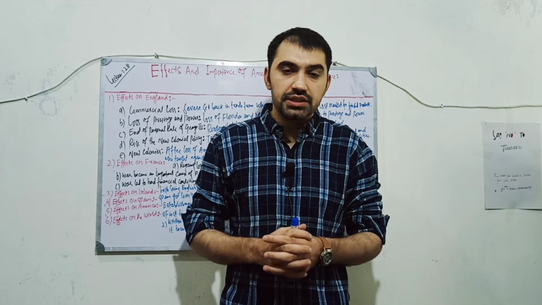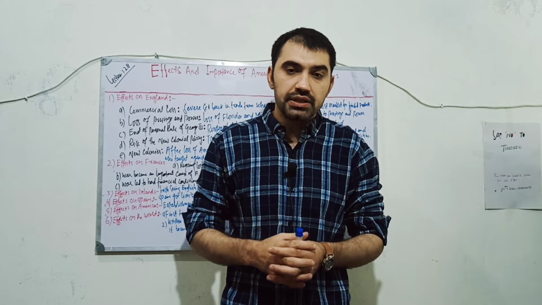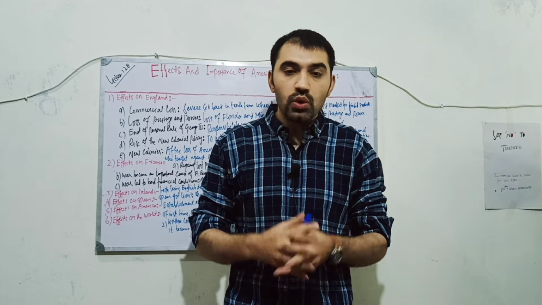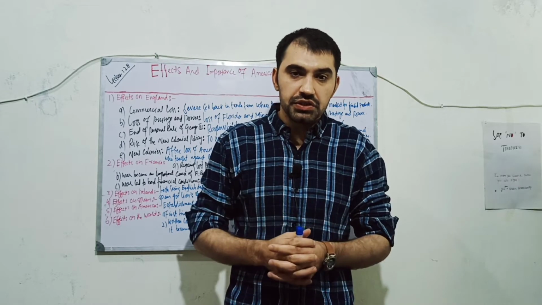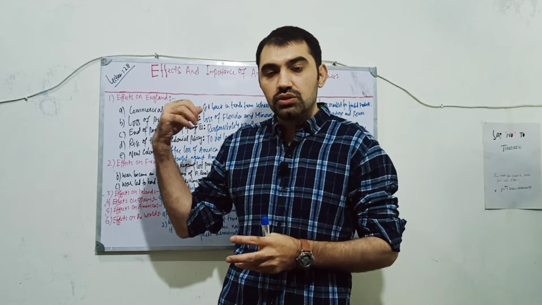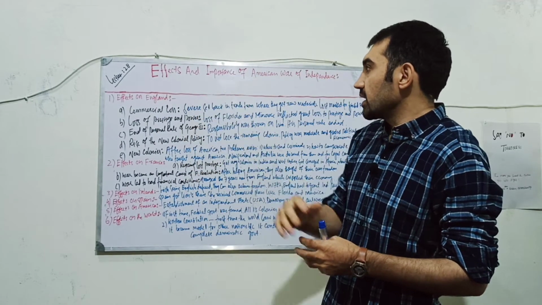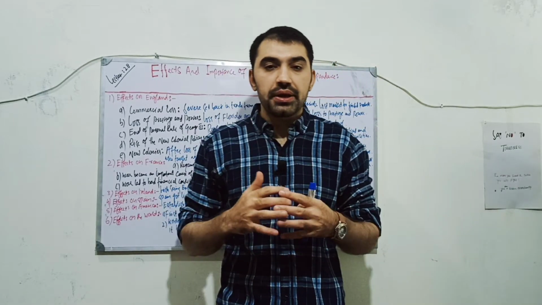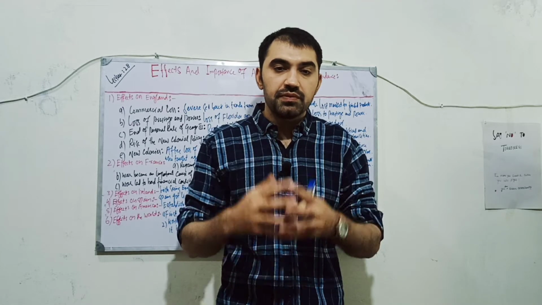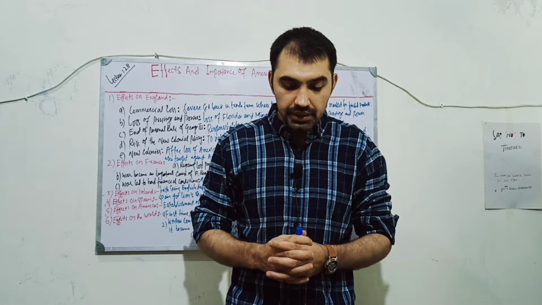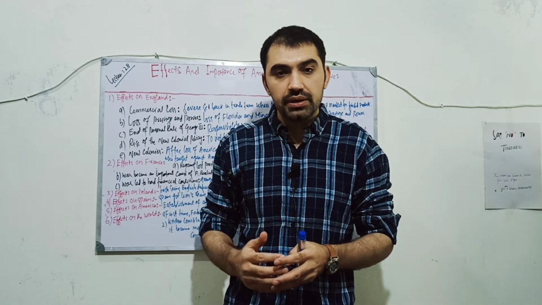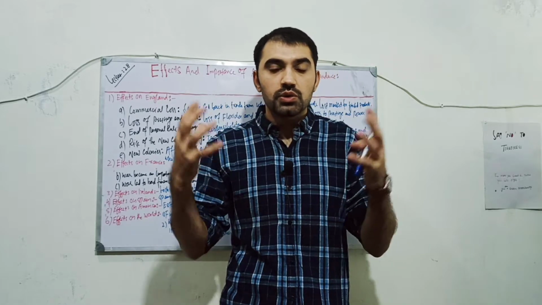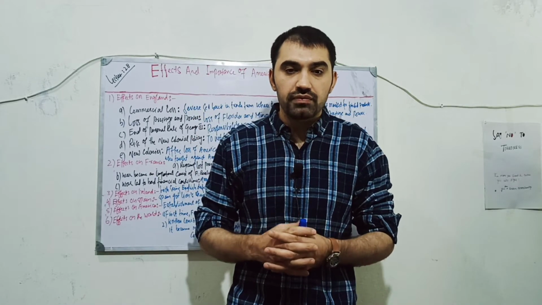We talked in detail about the treaty which ended the American War of Independence. We also talked about the clauses of that treaty, and today's topic is the effects and importance of the American War of Independence. After this topic, we will talk about the causes of the failure of the British. Before going to that topic, we need to talk about this important topic: what were the impacts of the American War of Independence?